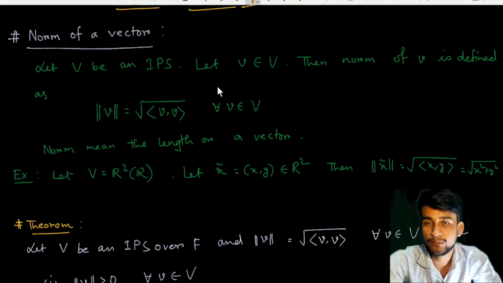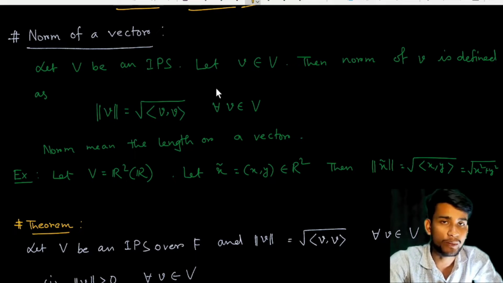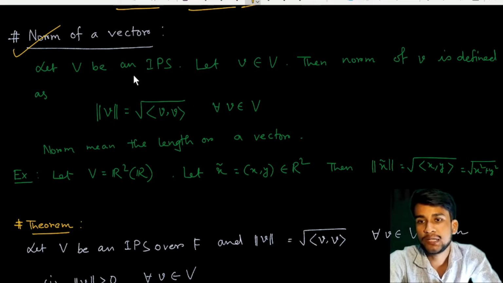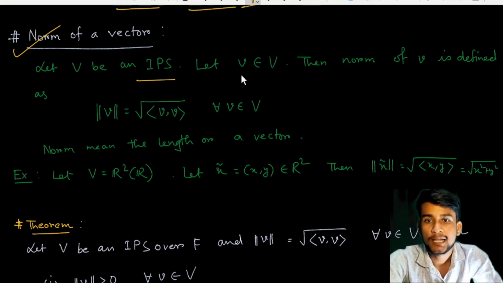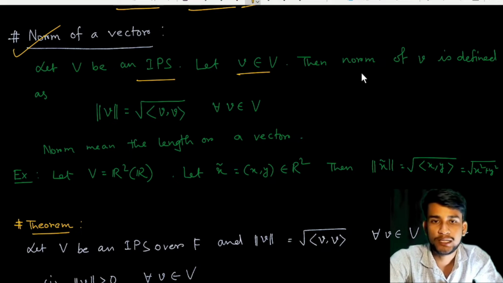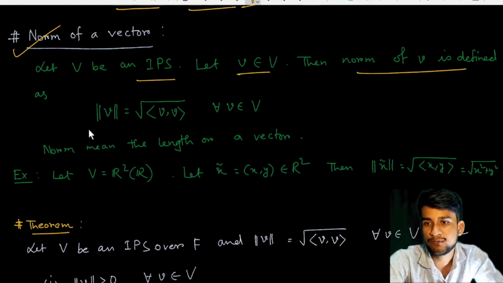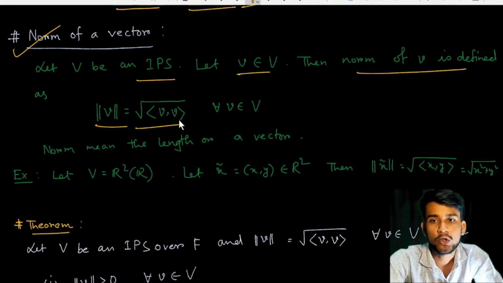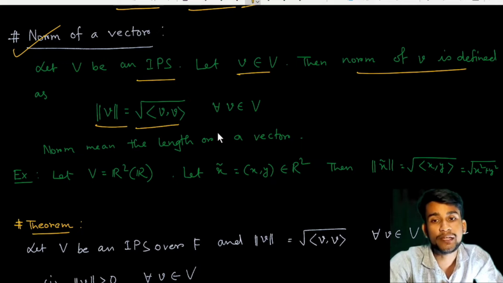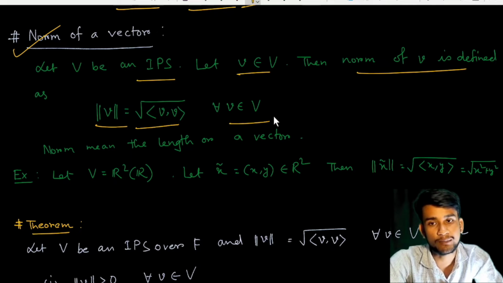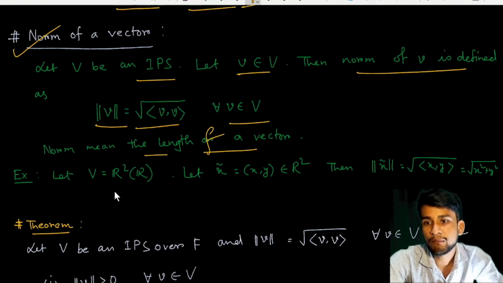Now we come to an important definition, the norm of a vector. So what is the norm of a vector? Let V be an inner product space and let v belong to V. Then the norm of the vector v is defined by norm of v equals the square root of the inner product of v and v, for all v belonging to V. Norm means the length of a vector. For example, let V equal R2, the vector space over the field R.